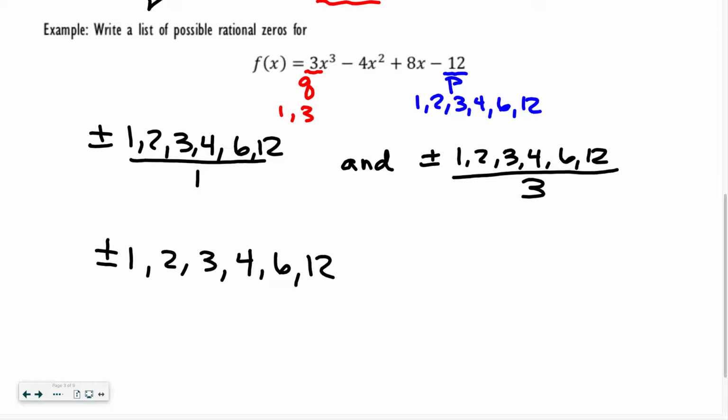Now, if you have other factors in your leading coefficient besides 1, you always have to do this. This is where you start to see some of the fractions. You only have to write it down if it's a new zero on the list, if you haven't already written it. So like 1 divided by 3 is new, right? We don't have 1/3 on the list, so I'll add it. And same for 2 divided by 3. That's new.